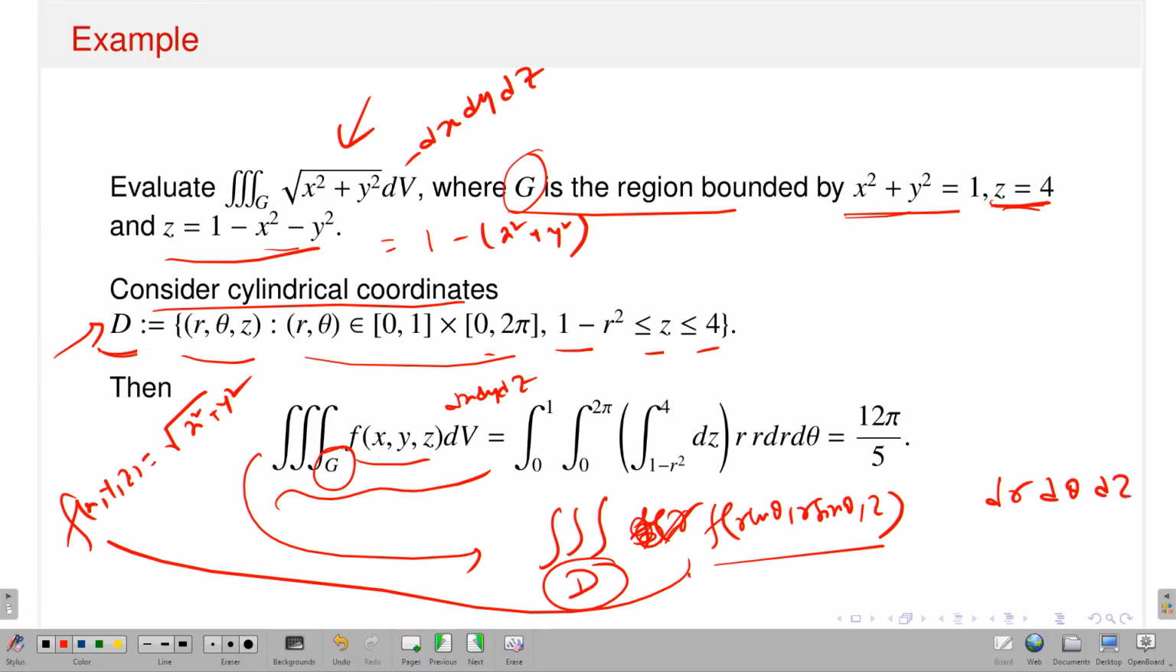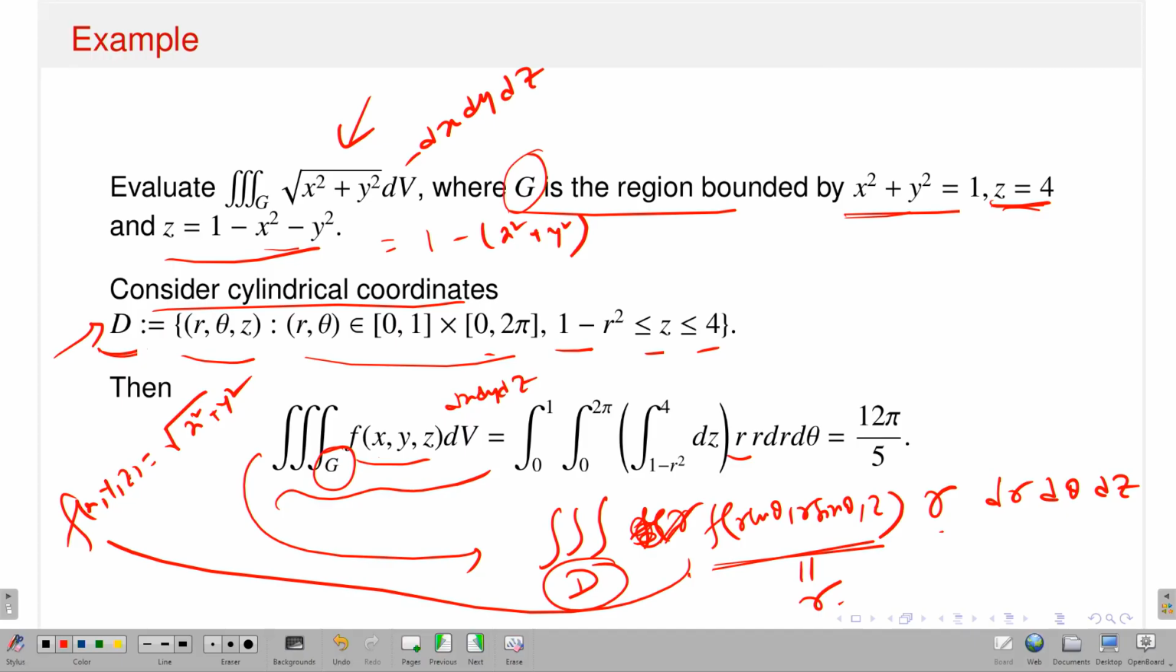dr d theta dz, that will be there. Now an extra r will come, and that extra r is coming from the Jacobian business. That exactly I have written. Now, if I put f of r cosine theta, r sine theta, z, what will happen? This is exactly equal to r. So that means 2r will be there, and that is exactly what I have written, 2r.